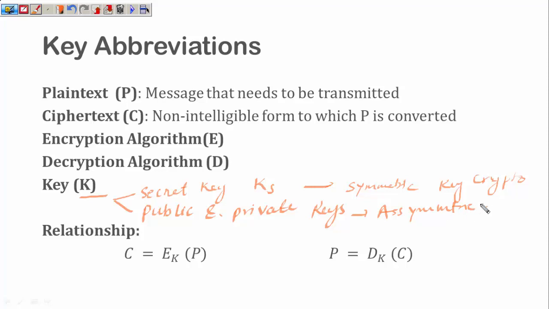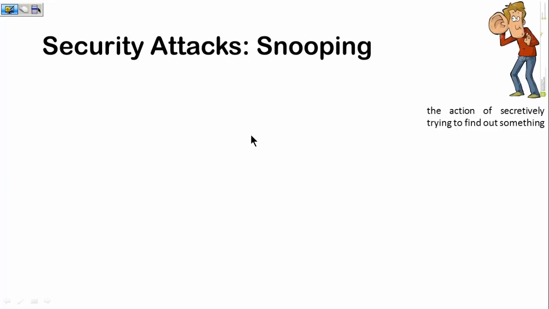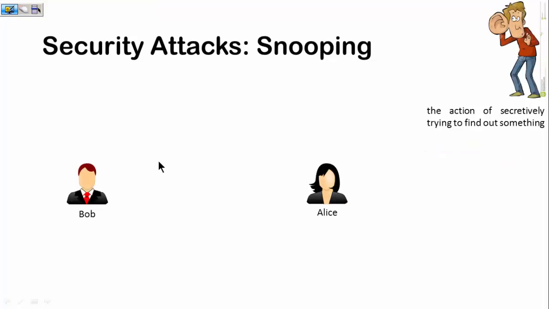All right. Security attacks. The first attack that we will be discussing is snooping. Snooping literally is defined as the action of secretively trying to find out something. So it is equal to saying that it's eavesdropping. Okay. So in this eavesdropping, you are trying to listen to the message.